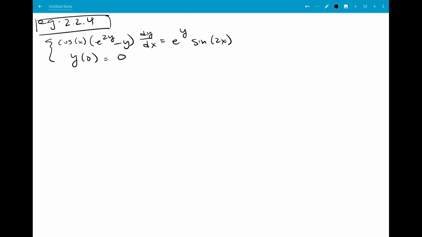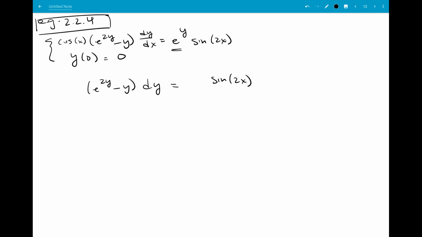So this is a big mess of an equation. There's lots of stuff going on. But our first step is always going to be to move all the y's to one side, all the x's to the other. So we've got e to the 2y minus y right here. We've got a dy that we can keep. And then we've got a sine of 2x over here that we can keep.